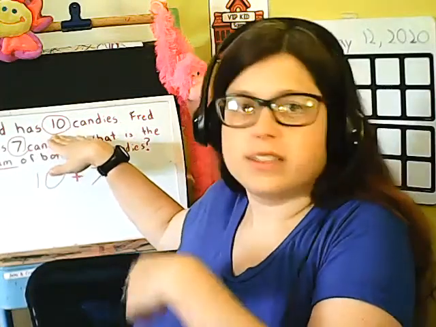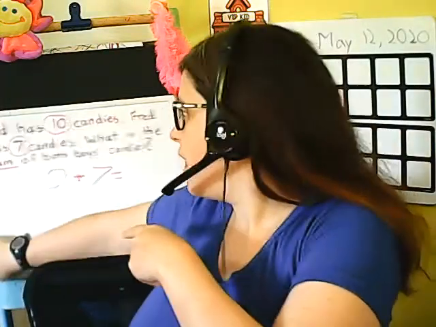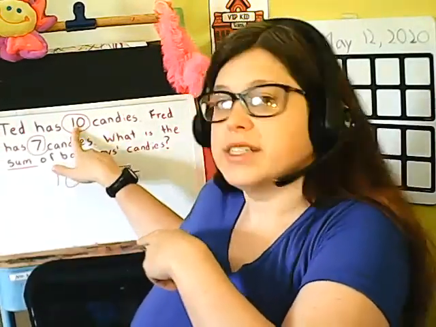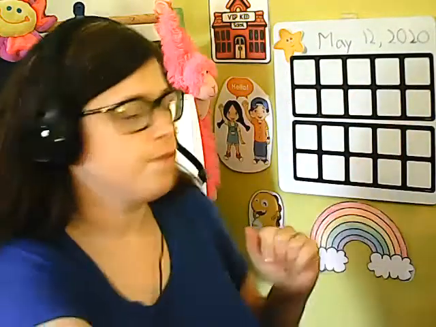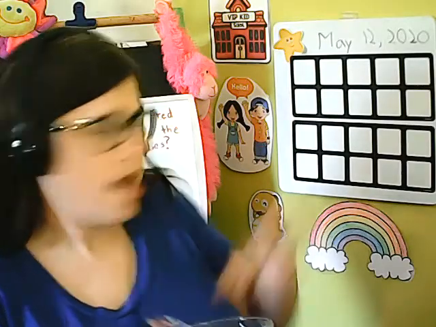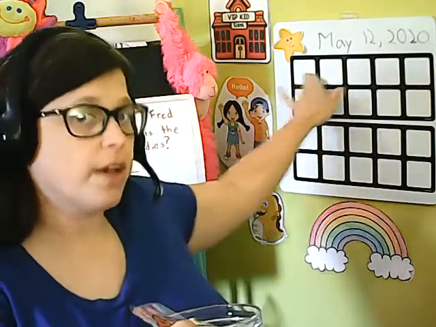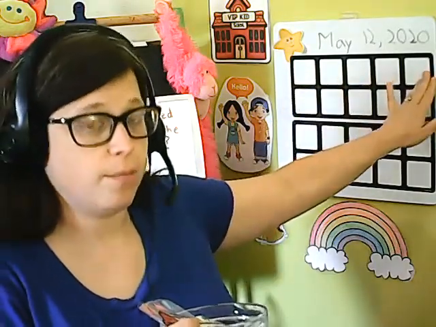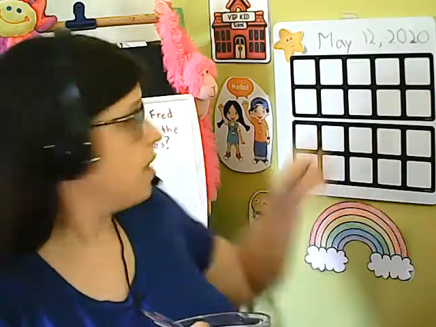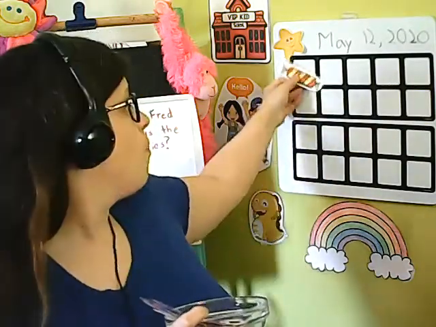How many candies does Ted have? 10. So I'm going to fill up 10 spaces in my first 10 frame. I always start at the top and go from left to right when I'm filling a 10 frame. Count with me.